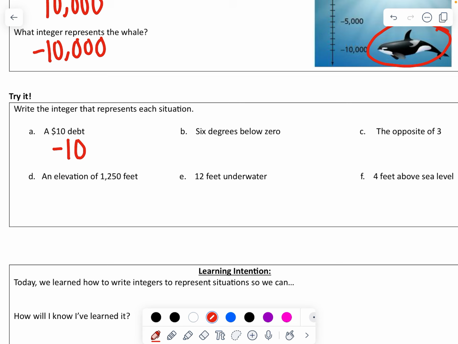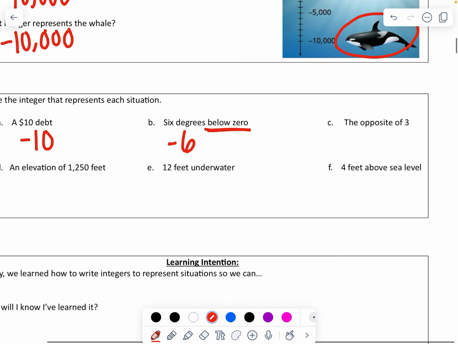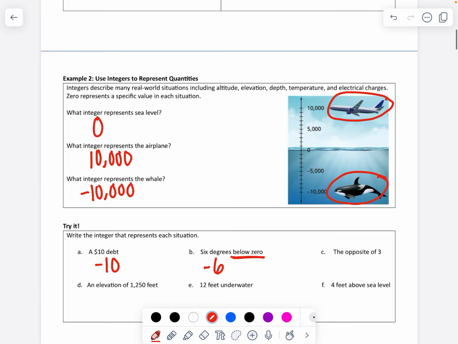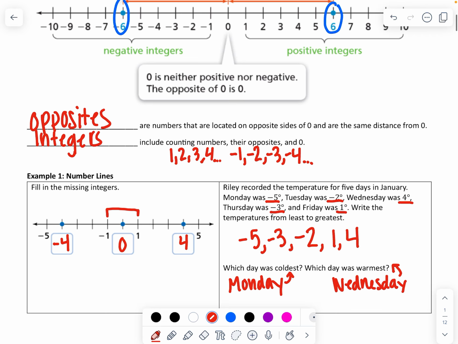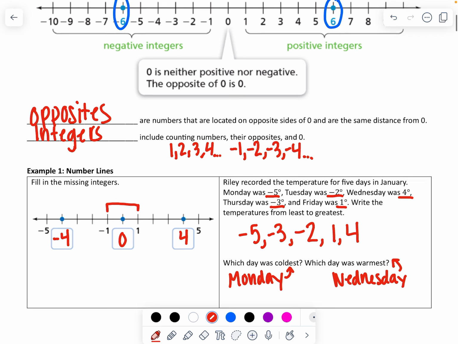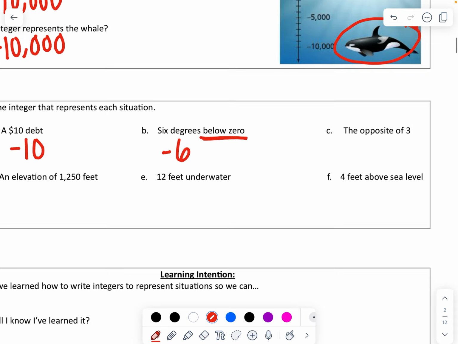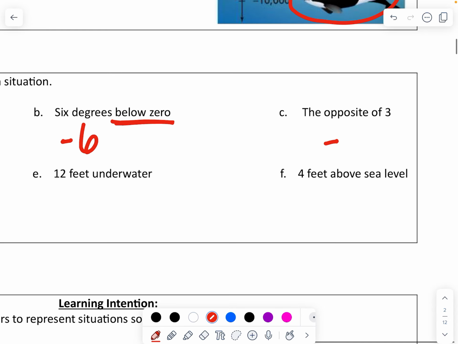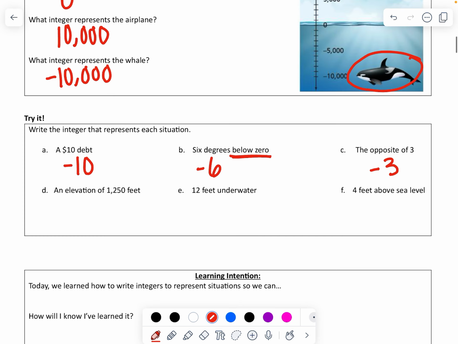The next one says 6 degrees below 0. If we're below 0, thinking of temperature, that's a negative, so this would be negative 6. Now this one says the opposite of 3. Well, remember our definition for opposite was numbers that are located on opposite sides of 0 and are the same distance from 0. So the opposite of 3 would be a negative 3 because it's the same distance from 0, but it's on opposite sides of 0.